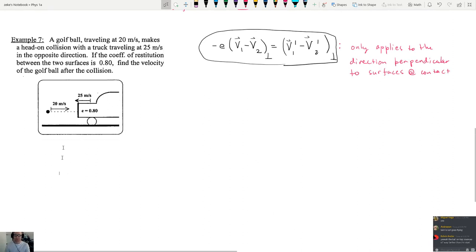Okay, here's a simple example. A golf ball is traveling at 20 meters per second and makes a head-on collision with a truck traveling at 25 meters per second in the opposite direction. So, golf ball going at 20 meters per second to the right, truck traveling at 25 meters per second to the left. If the coefficient of restitution between the two surfaces is 0.8, find the velocity of the ball after the collision. Problem makes sense? This problem is really fast, so I'll give you a second to think about it.